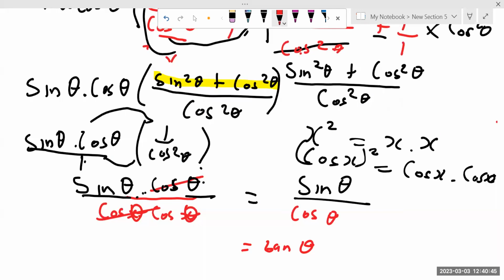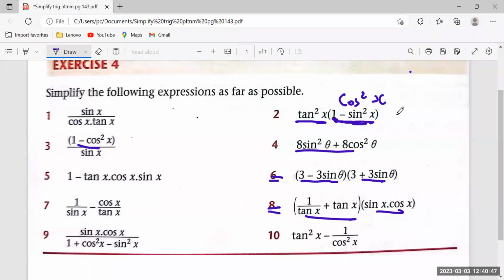And then you should come and do the following. Do number 2, and then do number 6, and then do number 8.